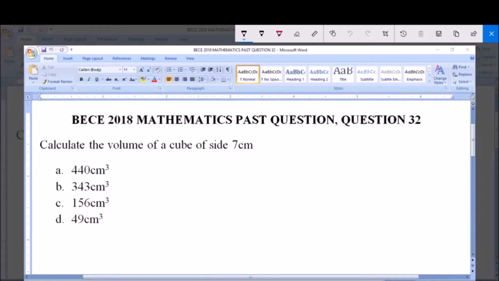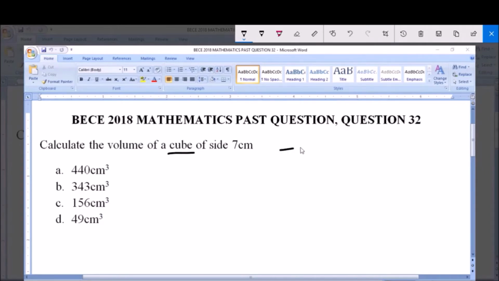Today we're going to be dealing with BECE 2018 Mathematics Past Question, question 32. Calculate the volume of a cube of side 7 cm. Options given are A 440 cm cubed, B 343 cm cubed, C 156 cm cubed, and D 49 cm cubed. So we have to find the volume of a cube of side 7 cm.